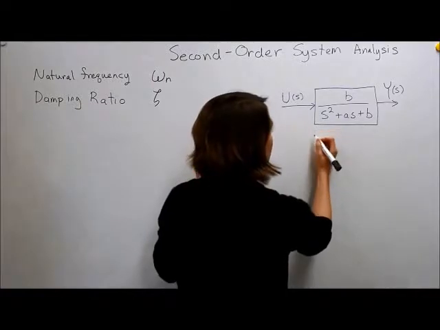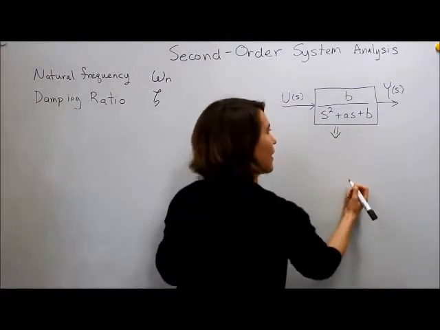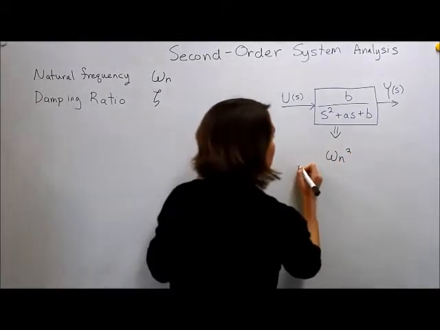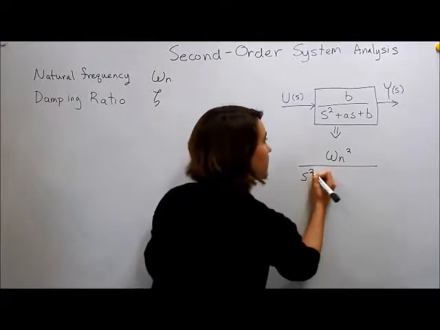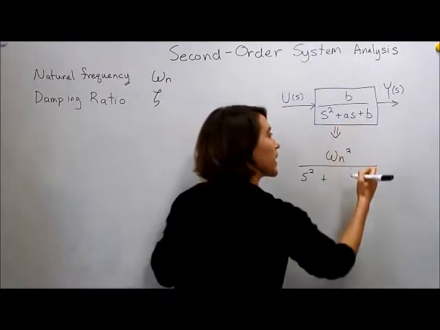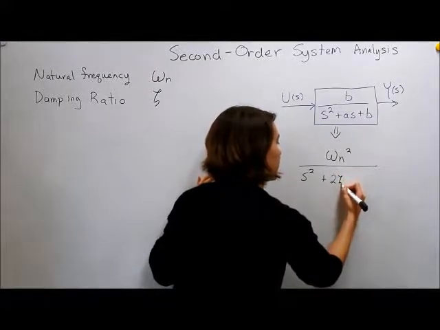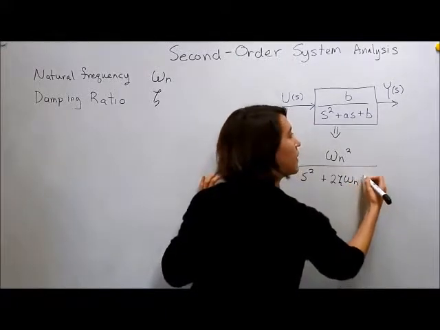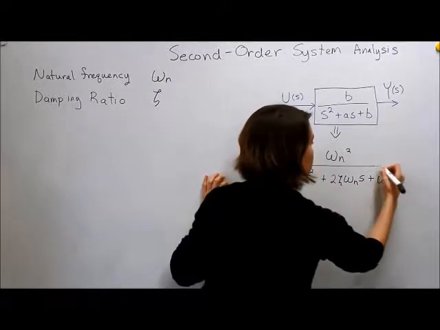But what we end up doing is rewriting this system. So this ends up looking like omega n squared, the natural frequency squared, in the numerator. And then we have s squared here. And then a will become 2 times the damping constant times omega n, s plus omega n squared.